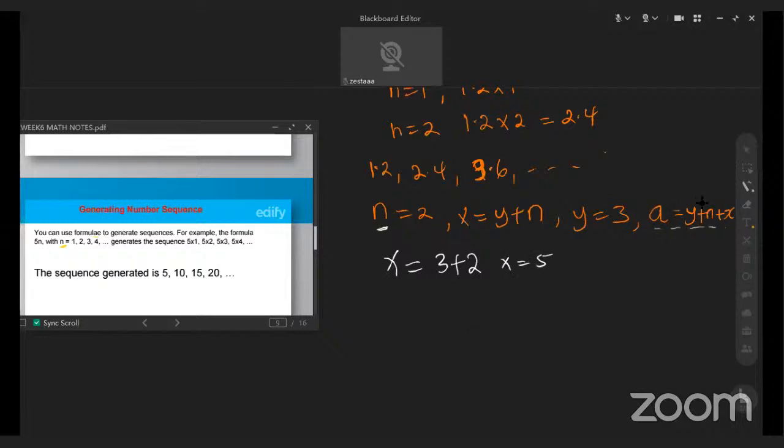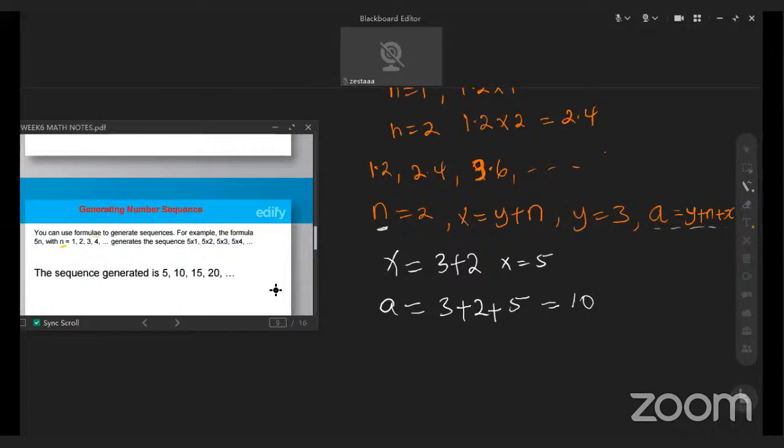So you substitute it now in this one here, in the A. Our A, remember, is y, which is 3, plus n, which is 2, plus x, which is 5, which will be equal to 10. That is what you have.